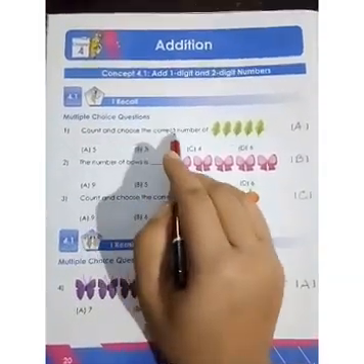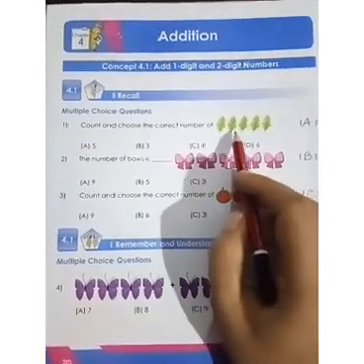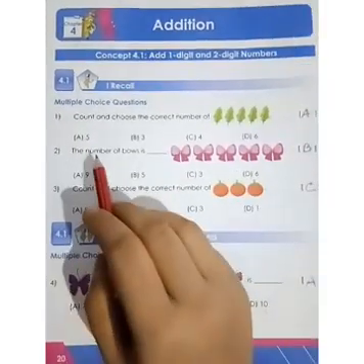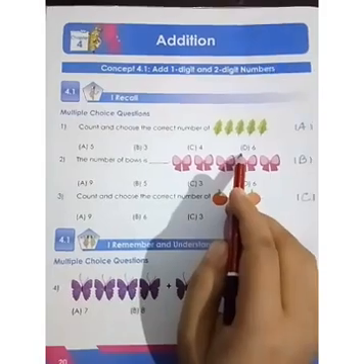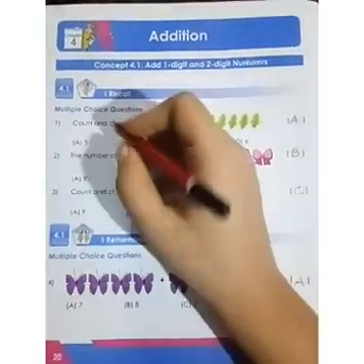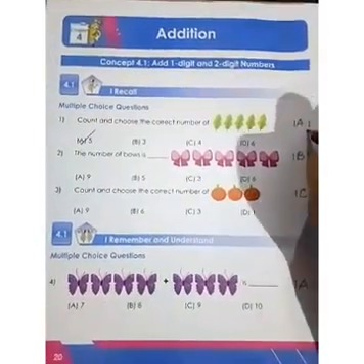Count and choose the number of, these are leaves, isn't it? Green color leaves. How many are there? 1, 2, 3, 4, 5. And where can we see 5? Here. There are 4 options here, A, B, C, D. Okay, we have to choose the correct option. So what is the correct option here? A. So give a tick mark in A. In the bracket you write A.